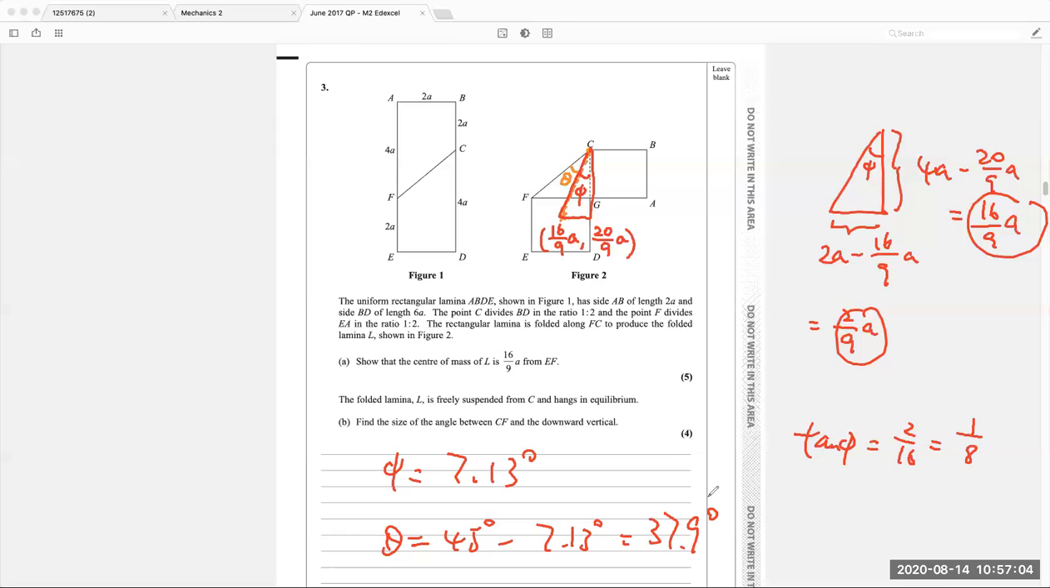Any other questions? No questions? No question. So if no questions, you can take a screenshot, and then let's go on to the next one.